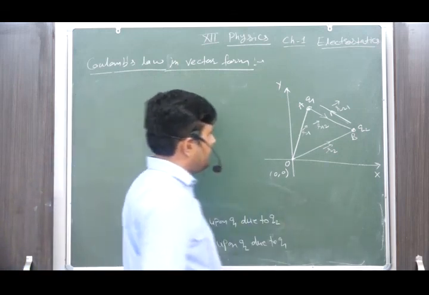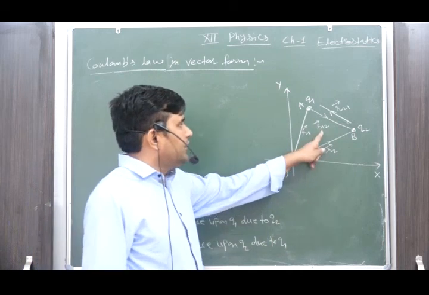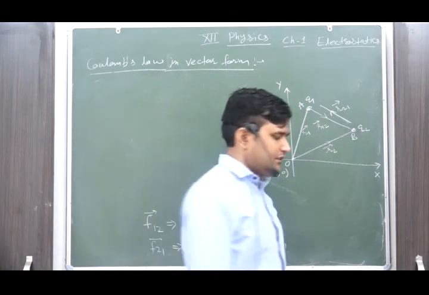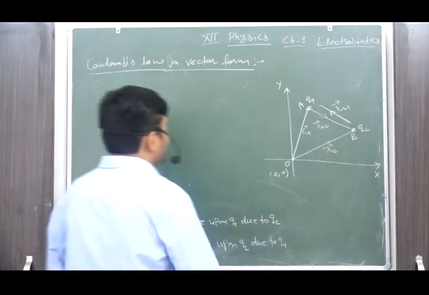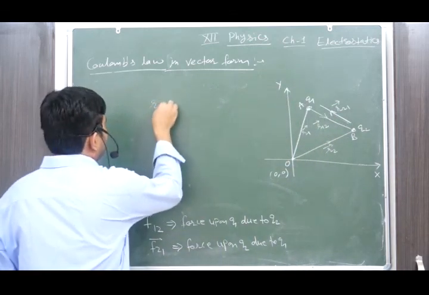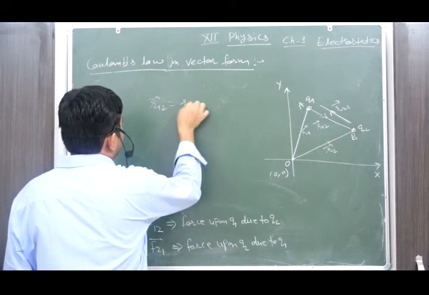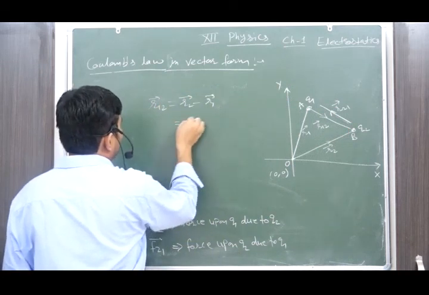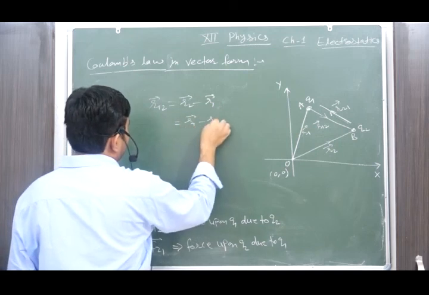I think you have understood how to find the position vectors R12 and R21, because in some books R12 is written as R2 minus R1, as we have concluded here. In some books it is also written as R1 minus R2.